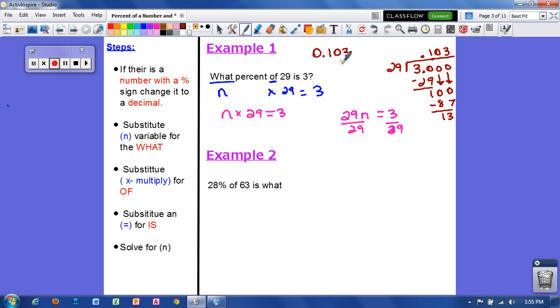Alright, so we got 0.103. Remember, a decimal to a percent, dip to the right. So I want to move this decimal 2 places to the right. So this would be 10.3%.